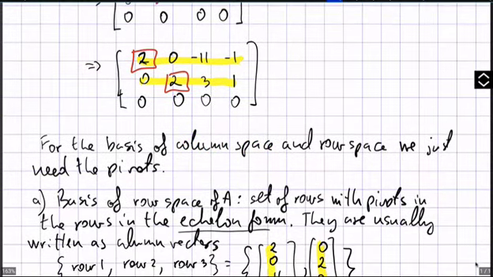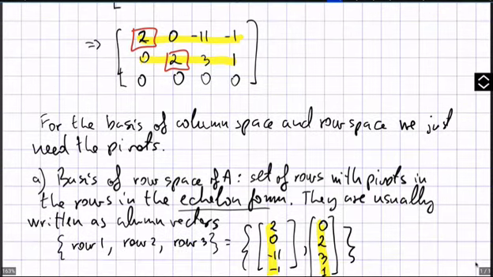And once we have that the pivots are there in the first and the second column, and the first row and the second row, so the basis of the row space of A, again, this is the set of rows with pivots in the rows, and we can use the echelon form in this case. So we have row 1 and row 2.